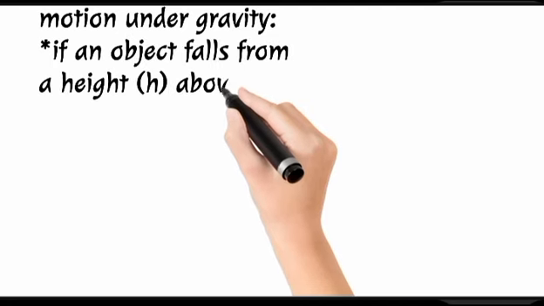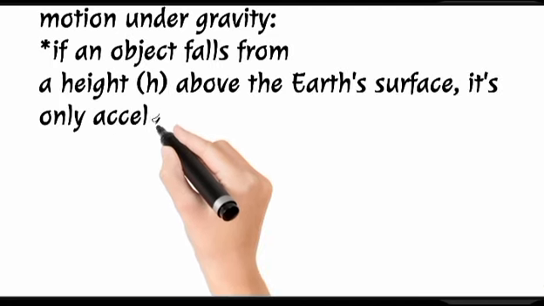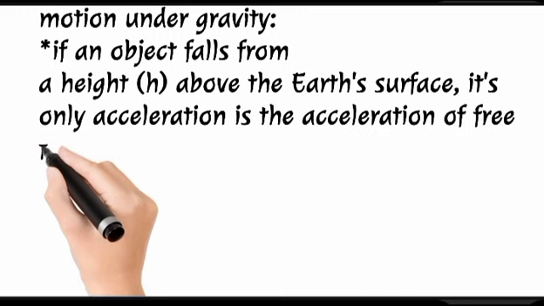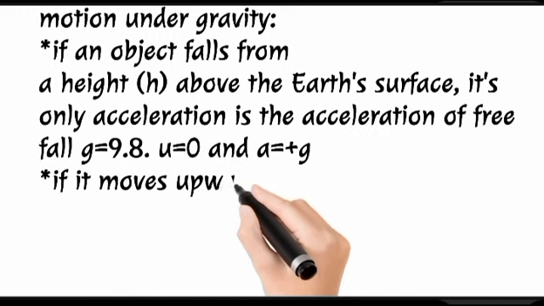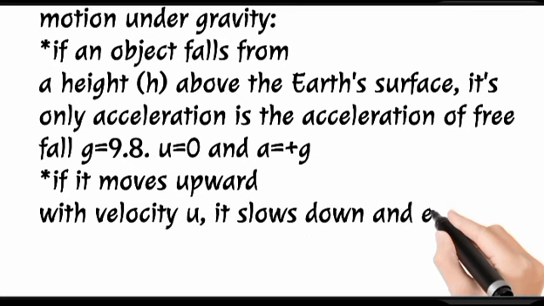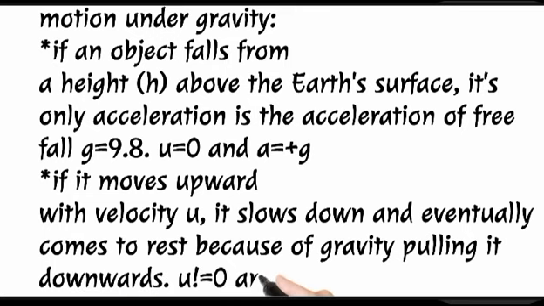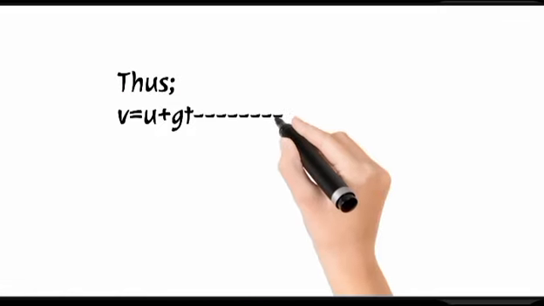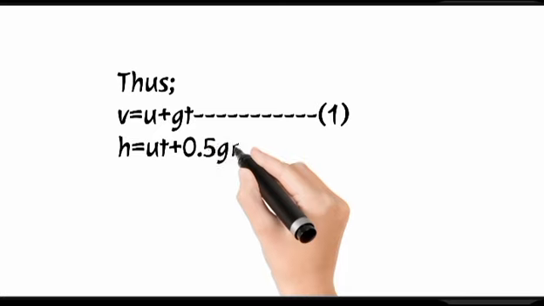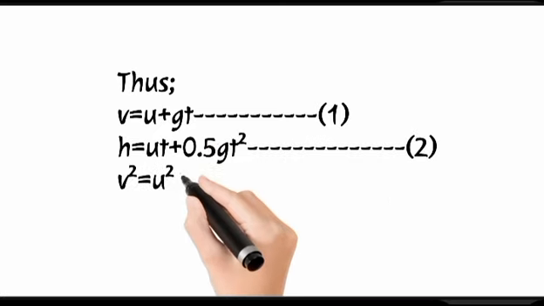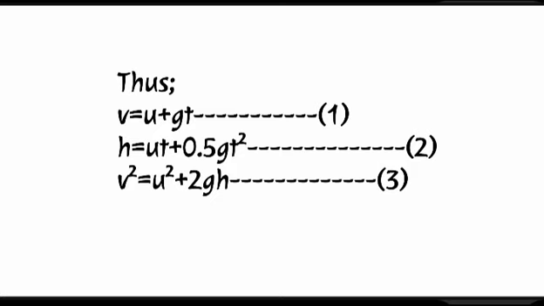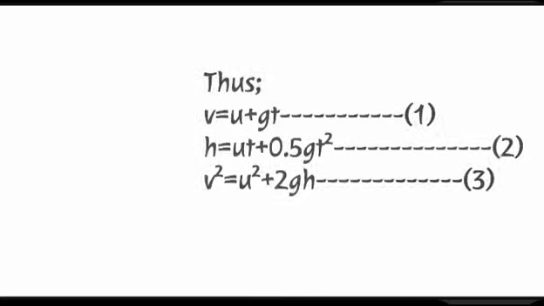For motion under gravity, if an object falls from a height h above the Earth's surface, its acceleration is the acceleration of free fall g equals 9.8. And if it moves upward with velocity u, it slows down and eventually comes to rest because of gravity pulling it downward. So a equals negative g. Thus, equation 1 becomes v equals u plus gt. Equation 2 becomes h equals ut plus half gt squared. Equation 3 becomes v squared equals u squared plus 2gh.